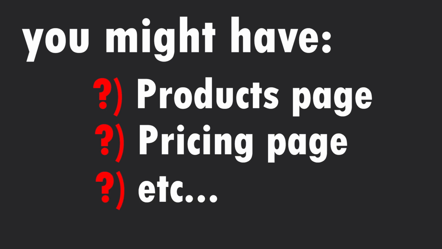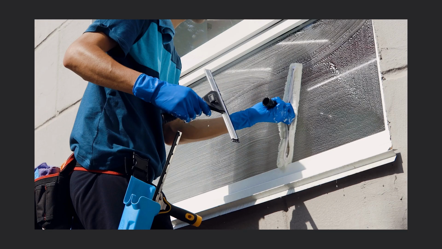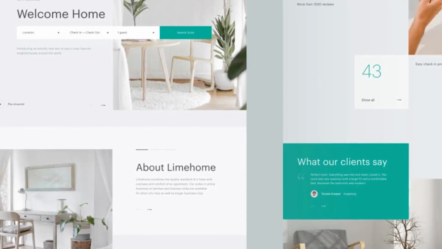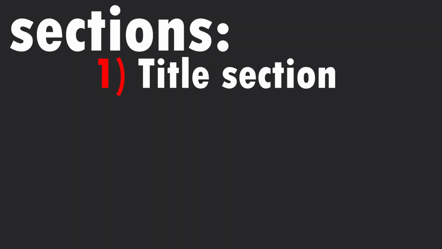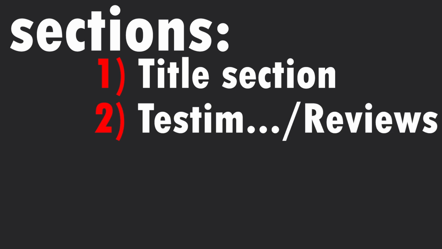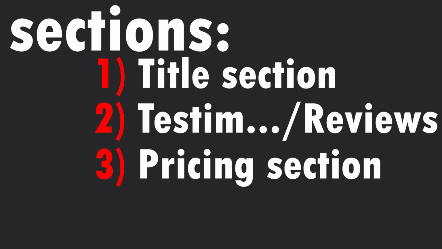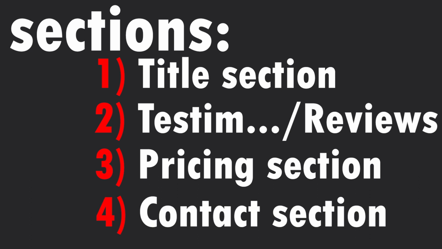Let's do an example. A website for a window cleaning company. To make it simple, the website will have one page, but with multiple sections we can navigate to. This is usually how the modern websites are built. In this case, we would like to have a title section, then we will have a testimonials slash reviews section, maybe a pricing section, and in the end, a contact section.